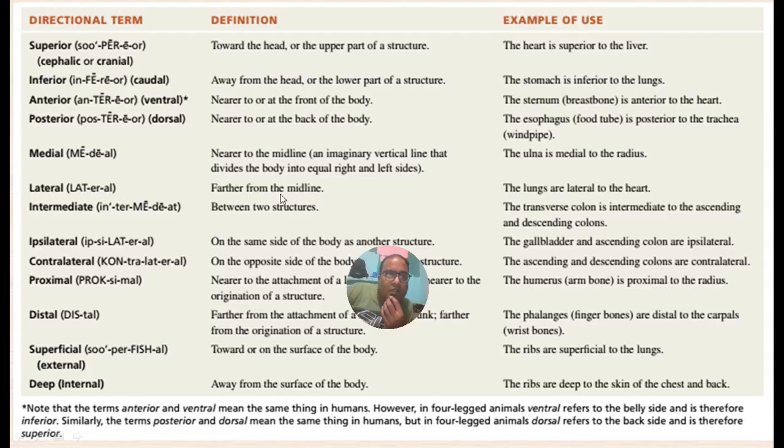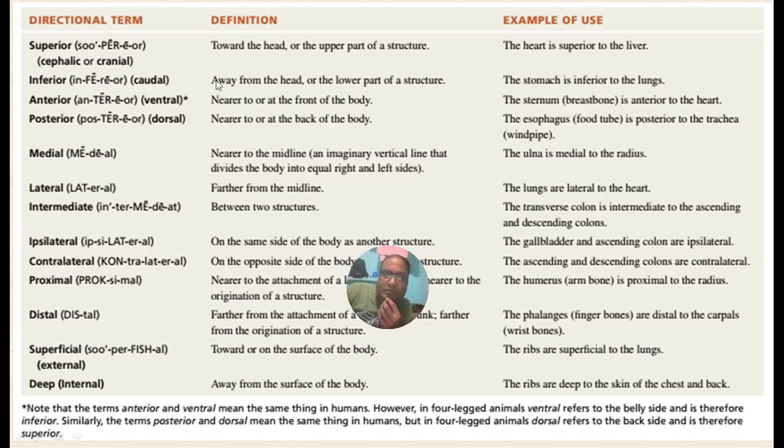There are some directional terms also, regarding position. There is the term superior, that is cephalic or cranial. Superior means towards the head or the upper part of the structure. If we are talking about the upper part of the body, we will say it is the superior body part. An example: the heart is superior to the liver. If we are discussing the heart and liver, the heart is always superior to the liver. It means the liver is below, inferior to the heart, and the heart is superior, above the liver.